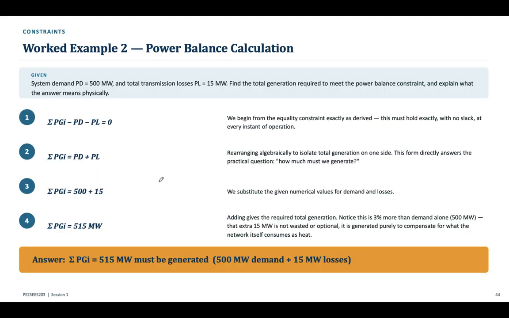When we look into the power balance equation, just like in the previous scenario, say the system demand is 500 megawatt and the total transmission loss is 15 megawatt. Find the total energy required to meet the power balance constraint and explain what the answer means physically. That's the question here. This is the power balance equation we just saw in the previous slide. If you substitute these parameters, you get PD plus PL. Here you have 500, the system demand, and the total transmission loss of 15.